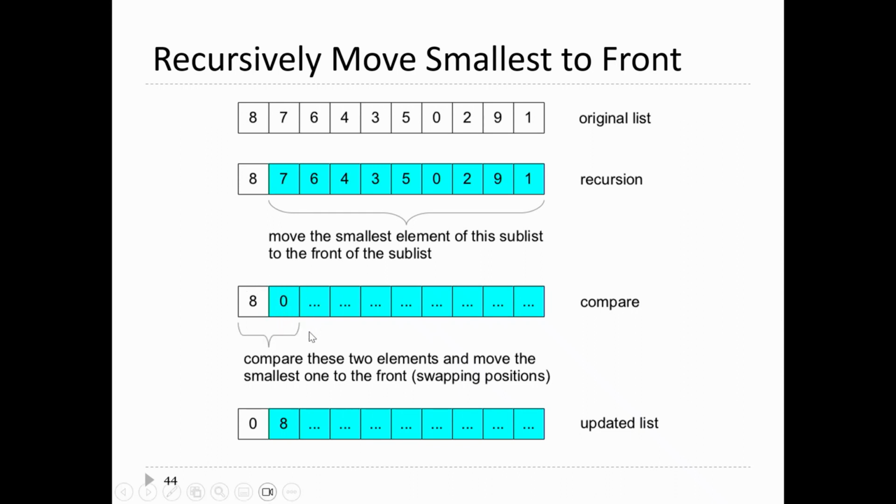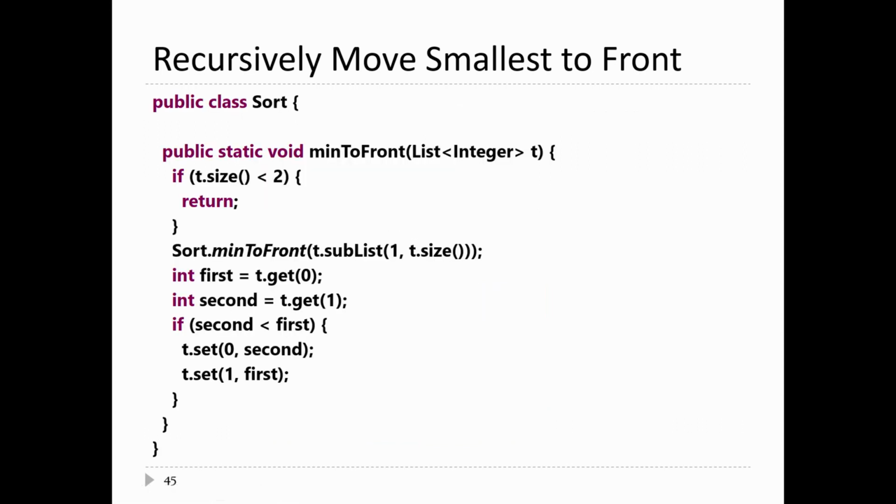We don't know what happens here, but we know for sure that the 0 is going to end up here. And now I just have to compare the first 2 elements of the list. So this is a list of integer. The first element of the list is an int, so I just get element 0 from the list. The second element is just t get 1.